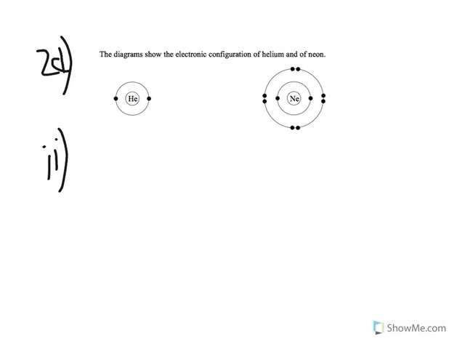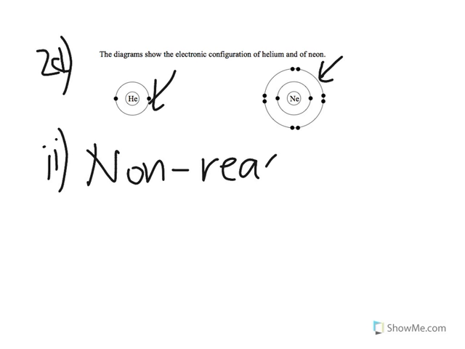Alright, question 2D2 is asking you, what effect does this similarity have on chemical reactivity of helium and neon? Now, chemical reactivity is actually caused because electrons are lost or electrons are gained. In this case, both helium and neon have complete outer shells, so they don't want to gain or lose any electrons. So that means that they will be non-reactive, because if you're not going to lose or gain electrons, you're not going to react with anything. So that means that they'll be unreactive or non-reactive.